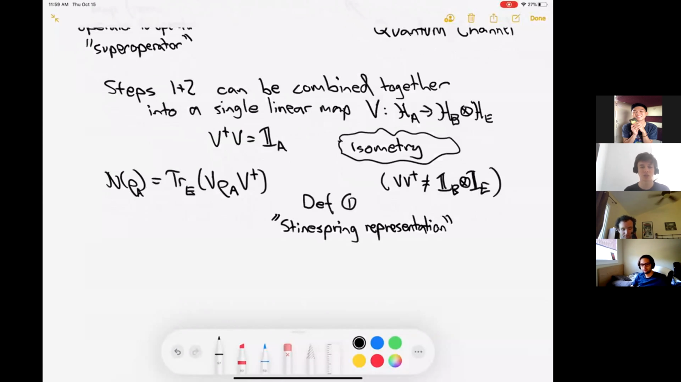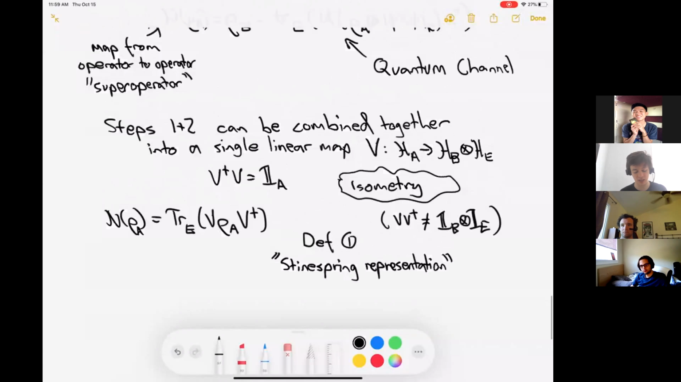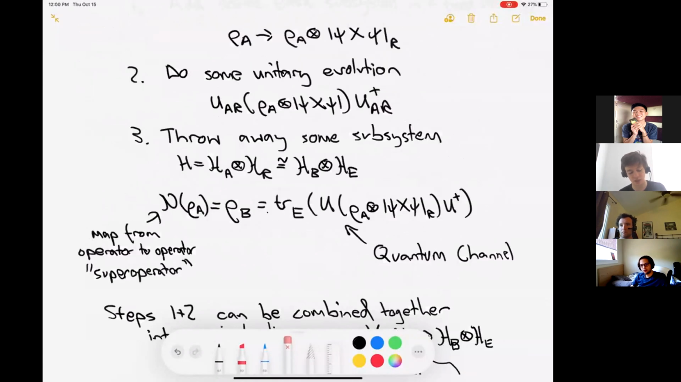Any questions on that part? What do you mean when you say H_A cross H_R is nearly equal to H_B cross H_E? Oh, by nearly, let me just write this as equal. I just meant that they're isomorphic, that they're the same Hilbert space. That does not mean approximate.